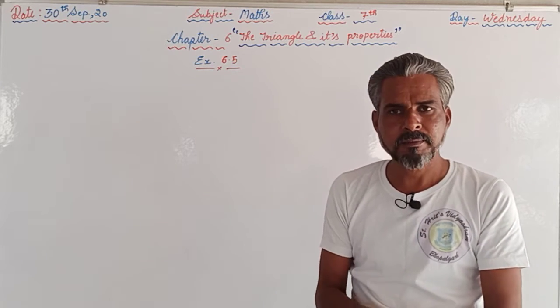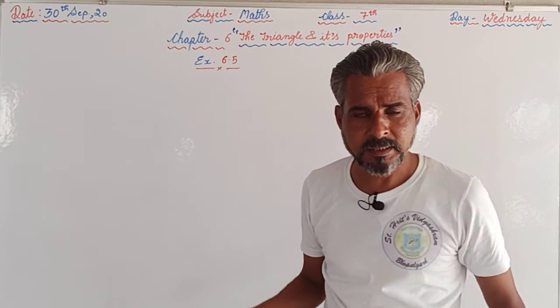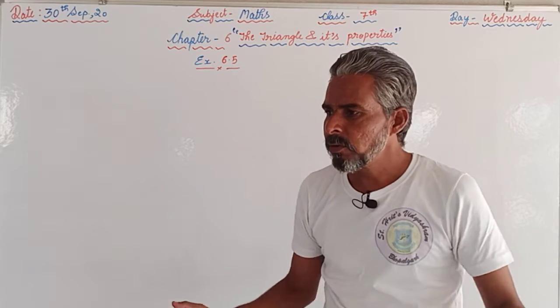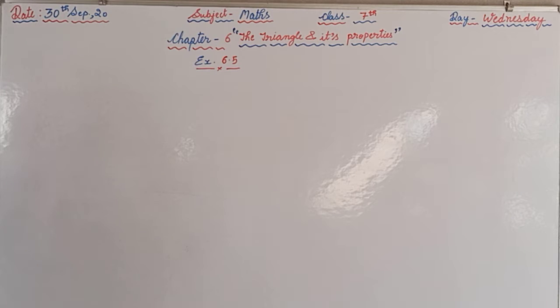This video is for class 7th and the subject is maths, and we are continuing the same chapter, chapter number 6, the triangle and its properties. As you all know, we started yesterday the questions from exercise 6.5 and we have already completed the questions up to question number 2. So today we will start with question number 3.